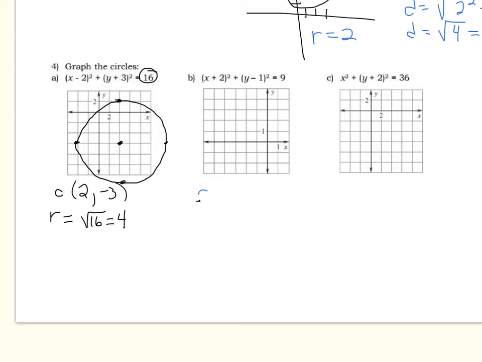So next one, very similar. My center would be the opposite, so negative 2, positive 1. And the radius would just be the square root of that number, square root of 9, which is just 3. So negative 2, 1 would be there. And again, I just go 3 out in a couple different directions to get my circle.